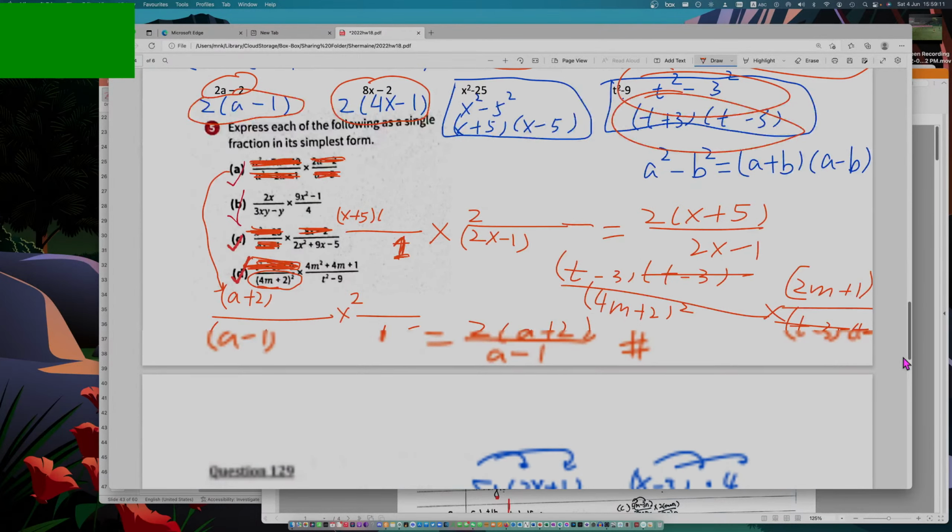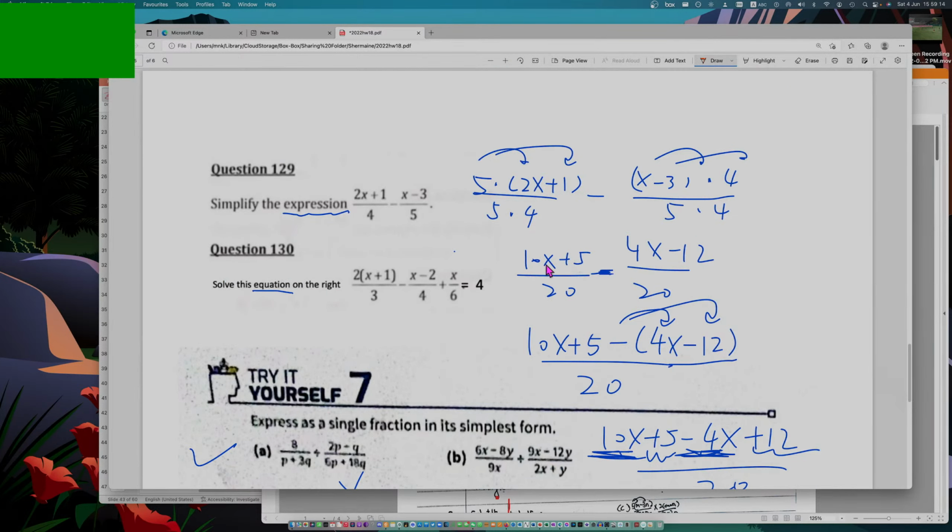So yes, today seems like this part is a bit harder. Which part? The cancellation part, the factorization part, plus making the denominator the same. Okay, good. So yeah, that's it.